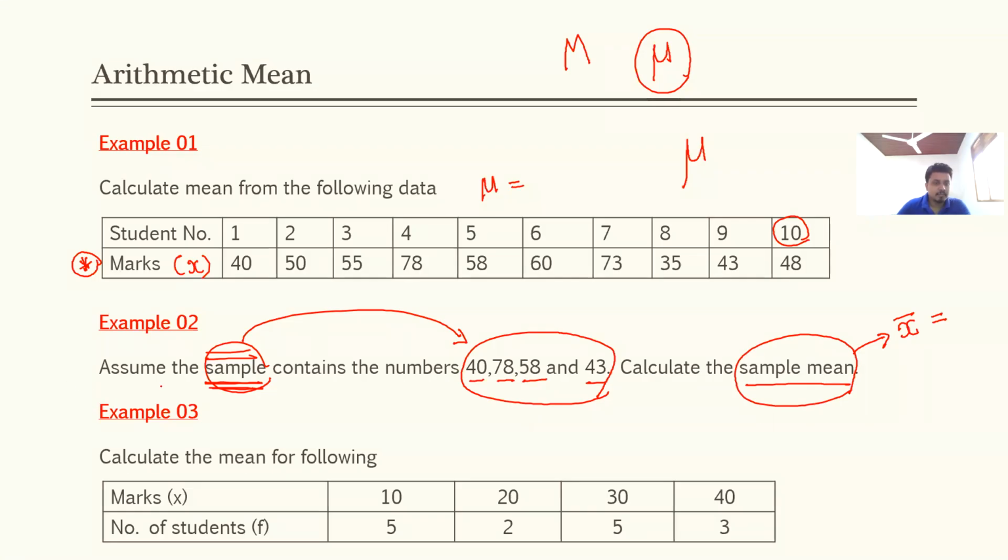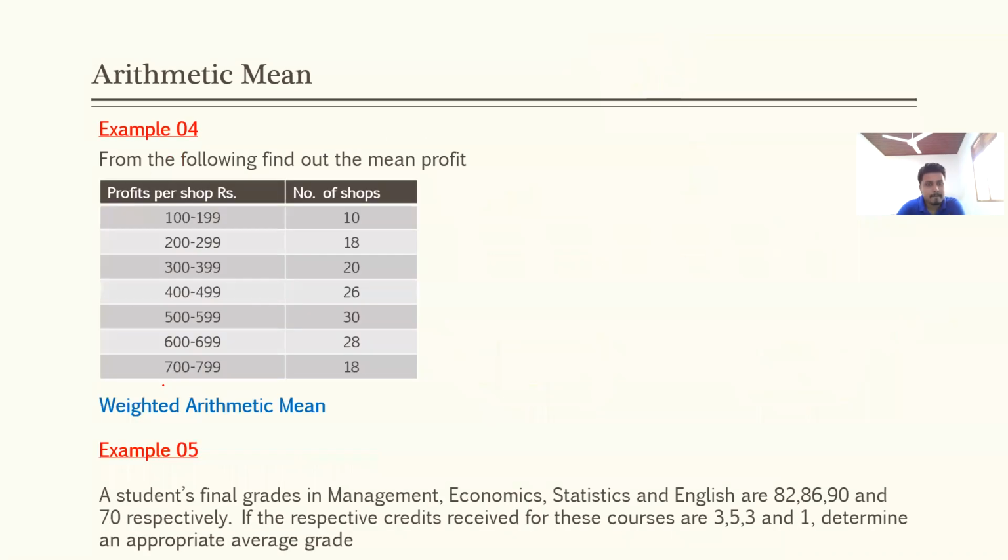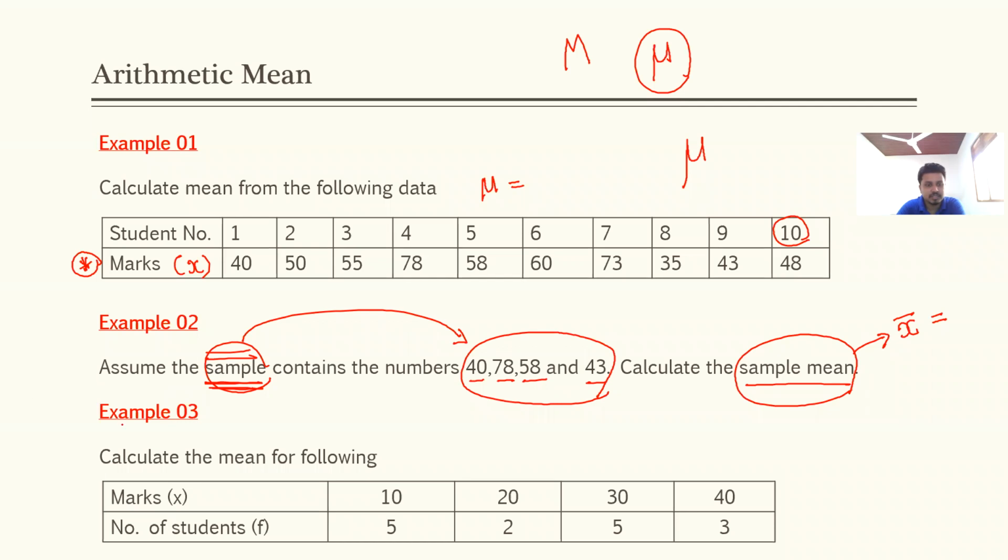Okay, example number 3. What kind of a distribution is this? Marks and number of students. There are 5 students who have obtained 10 marks, and there are 2 students who have obtained 20 marks. So what kind of a distribution is this?